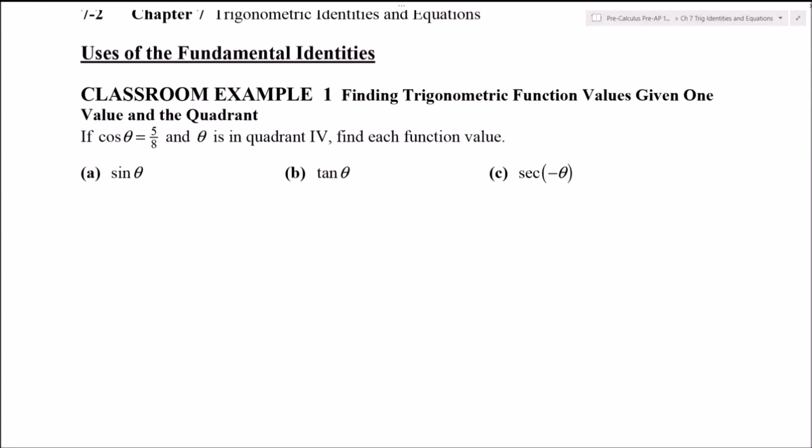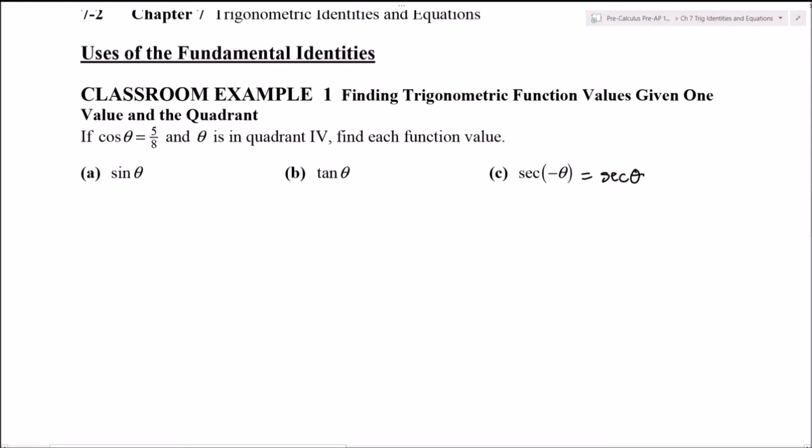secant of negative theta, which, by the way, we just went over these. Secant negative theta, and this is literally the only place in the entire section where they apply the even odd identities. Secant is even. So therefore, secant of negative theta is the same thing as secant theta.